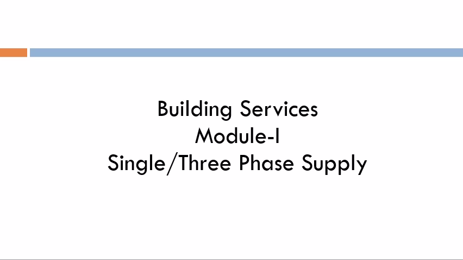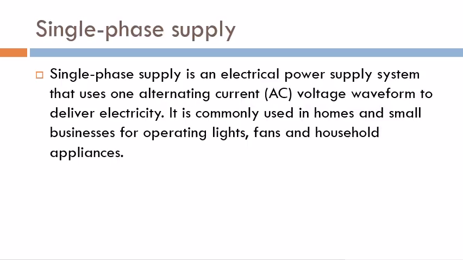Welcome all. Today in building services, we are going to see about the single phase and the three phase electrical supply. First of all, what is single phase supply? Single phase supply is nothing but an electrical power supply system that uses only one alternating current, that is AC voltage waveform, to deliver the energy.